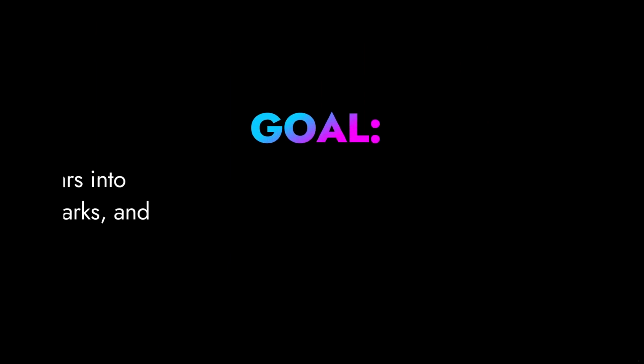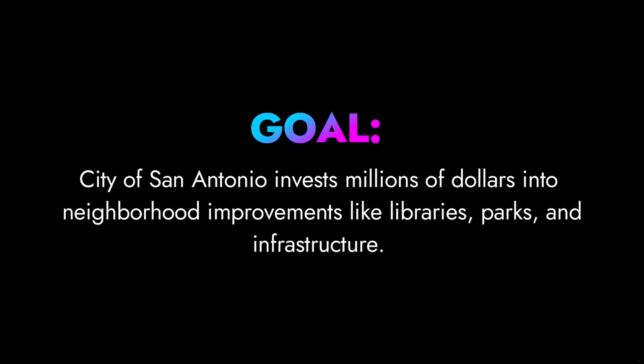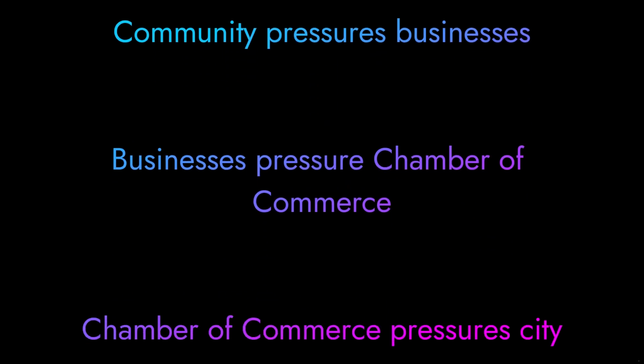The goal of the specific campaign that we're going to talk about was to get the city of San Antonio to invest millions of dollars in community developments like parks, libraries, and infrastructure. And the organization knew that the city government had a close relationship with the Chamber of Commerce. So they started to pressure the Chamber of Commerce through local businesses, hoping that the Chamber of Commerce would in turn pressure the city. So how did COPS put pressure on local businesses?